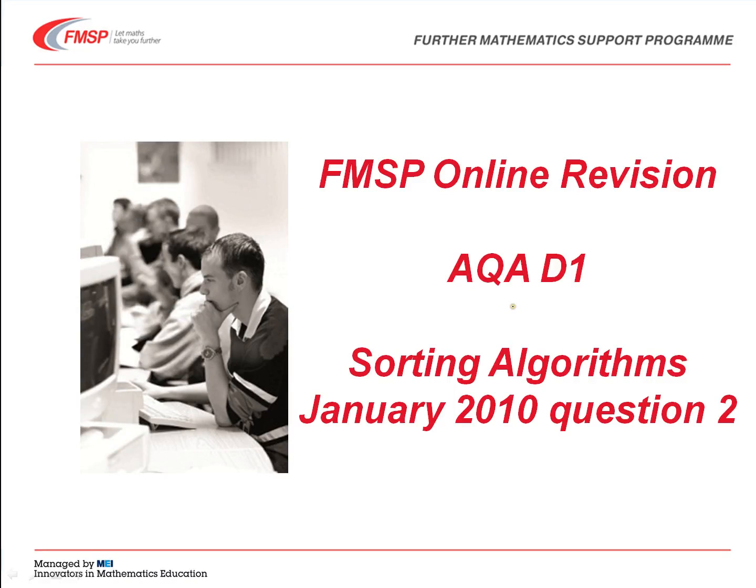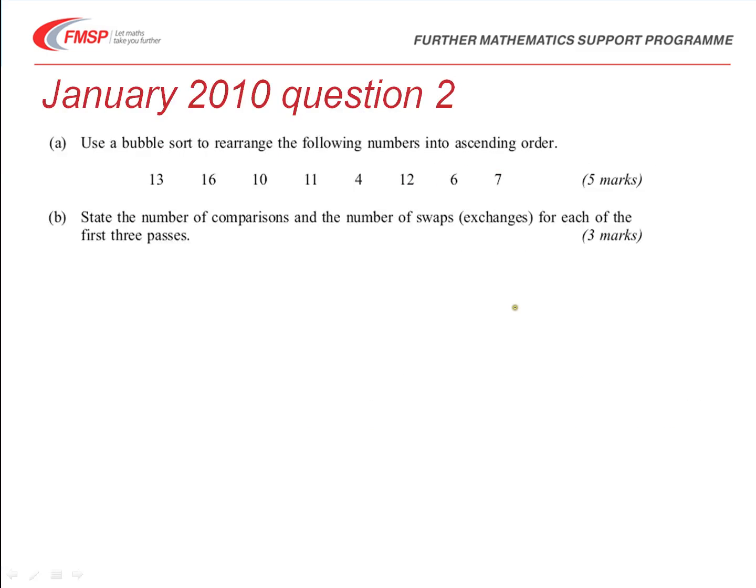Well, welcome to this online revision session for AQA D1, in which we'll be looking at the January 2010 question 2 on the topic of sorting algorithms. Well, in this particular question we're looking at the bubble sort in order to rearrange a set of numbers so they are ordered in ascending order. So, how do we start with that?